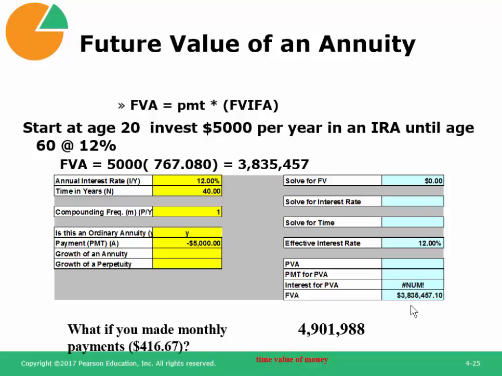What if you could make monthly payments, right? What if you could make monthly payments all along? All you would need to do is two things. Number one is you have to change the frequency, but then you also need to change the payment. So the payment, 5,000 divided by 12, is $467.67 a month. That total then is $4.9 million. And you'll notice that it's almost $1 million more. As soon as you start making payments, and the sooner you can start compounding interest, the faster and the greater this money is going to grow over time.